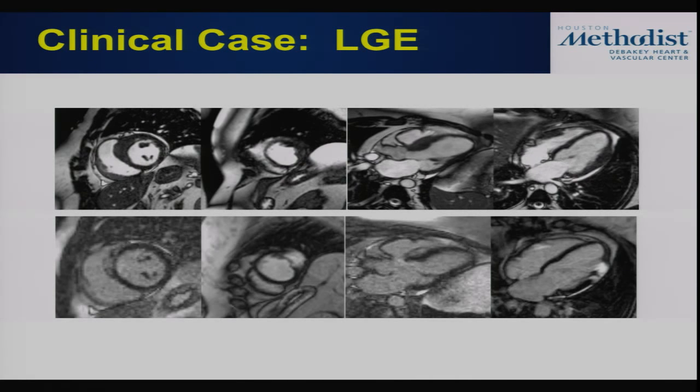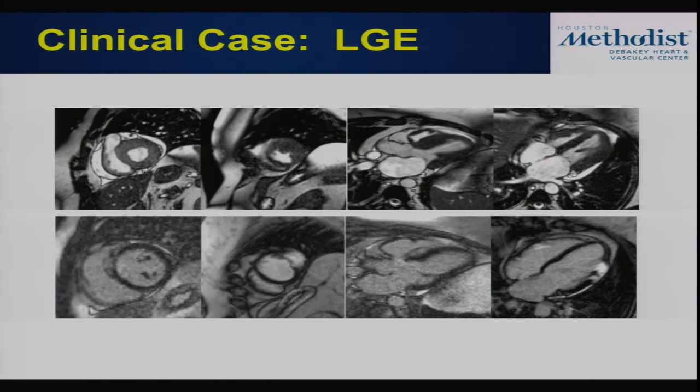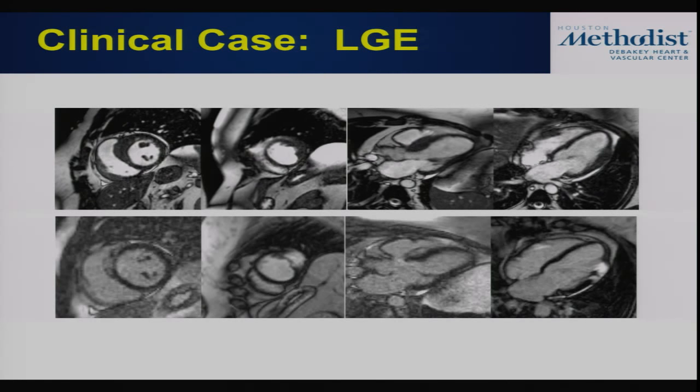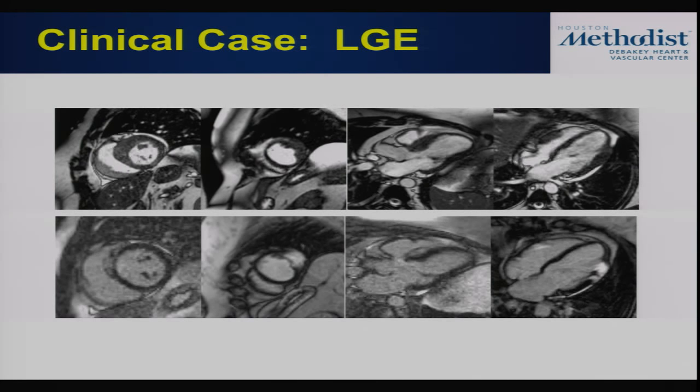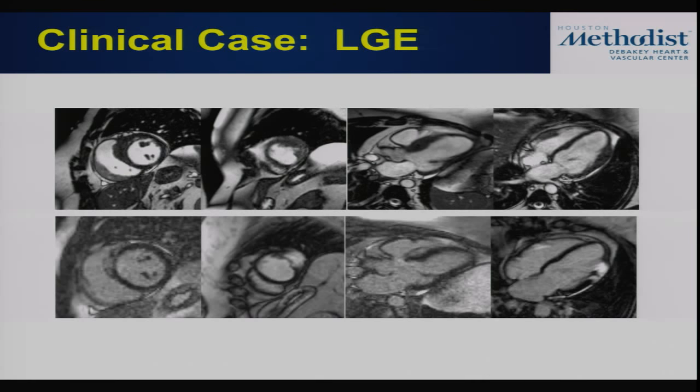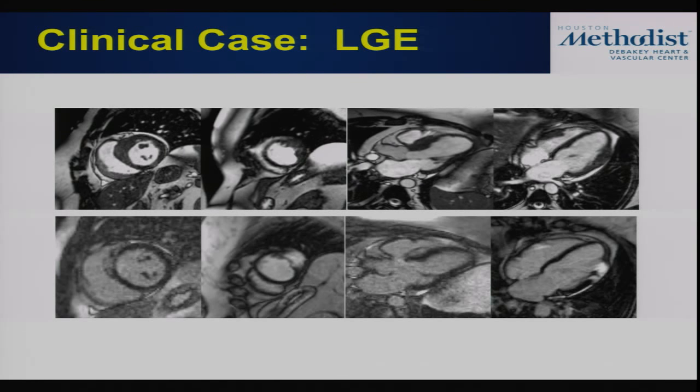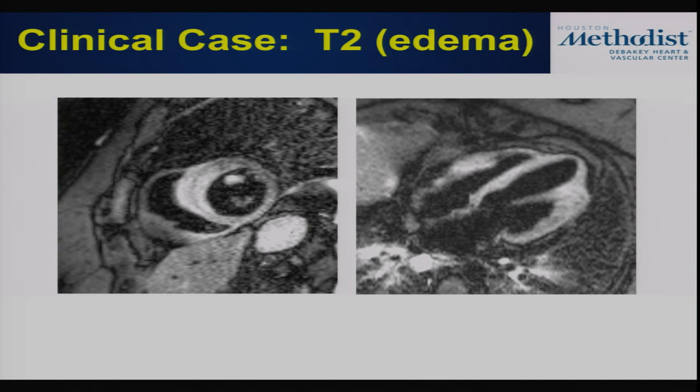Now the other finding that's interesting is what about the RV? If you go back and look, the RV wall also is thickened as well, right? Parts of it. Localized parts of the RV are thick, and there's hyperenhancement present in this area as well. And in this particular case, we also did a technique called T2 or edema imaging, and you'll notice there's increased signal in these areas where there's hyperenhancement that we saw, right? That tells you that this is acute hyperenhancement due to increased myocardial water content.